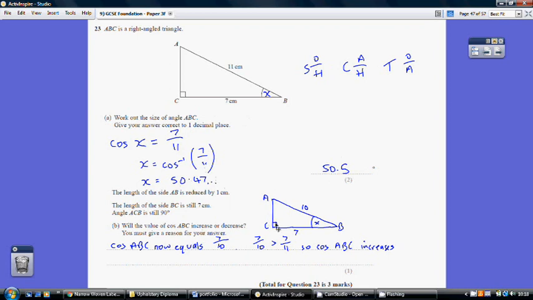Now for part B, I've just drawn a little sketch to help me gather my thoughts. So the length of side AB is reduced by 1 centimetre, so that's no longer 11, that is 10. The length of BC is still 7, and ACB is still a right angle. So this is now my triangle. So now cos ABC is going to be 7 divided by 10. Now 7 over 10 is bigger than 7 over 11, so cos ABC increases.